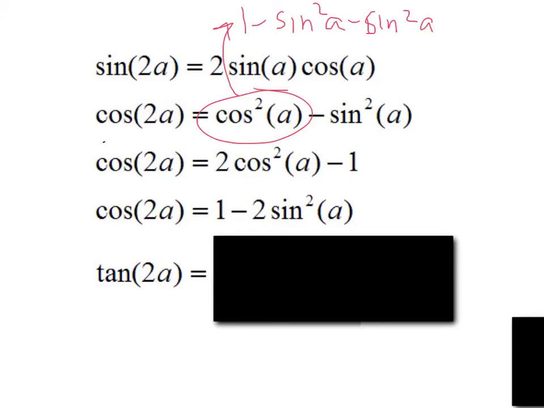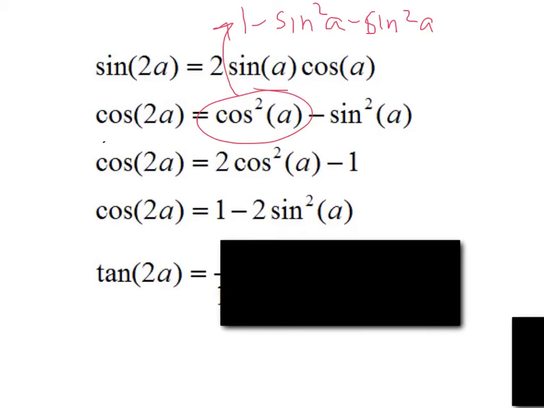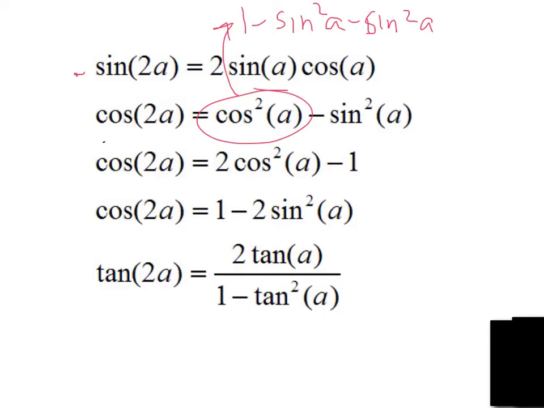Now, there's a double angle identity for tangent also. It comes from simply taking sine divided by cosine. And we can use any of these to derive this, but what it is would be this: 2 tangent a divided by 1 minus tangent squared a. A is some angle. 2a is an angle twice as big. So we're going to use these to do some manipulations.